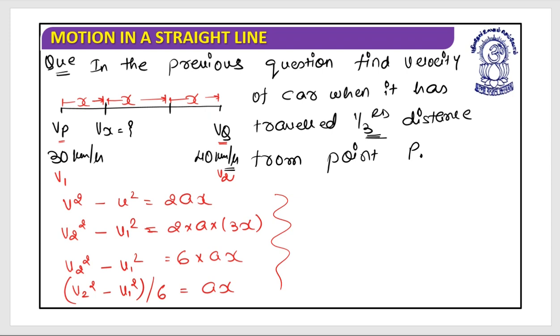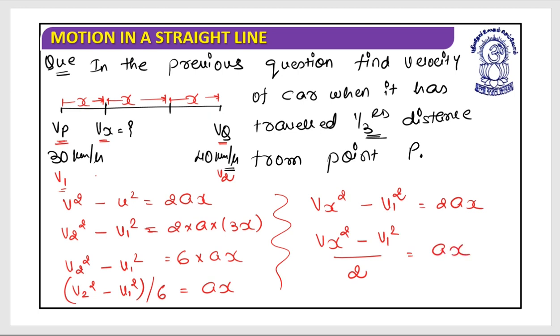Now I can consider only this journey starting from VP and ending at VX. So in my case it's starting from V1 and ending at VX. So Vx is the final speed and V1 is the initial speed. So what I can have is Vx square minus V1 square equals 2AX. So I can write it like this: Vx square minus V1 square divided by 2 should be equal to AX.